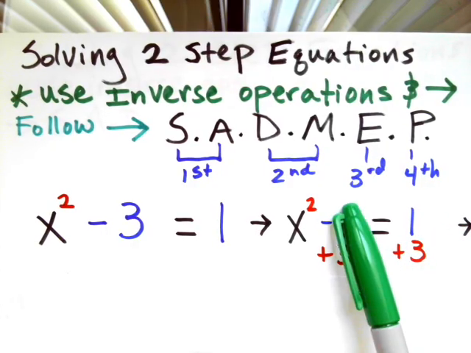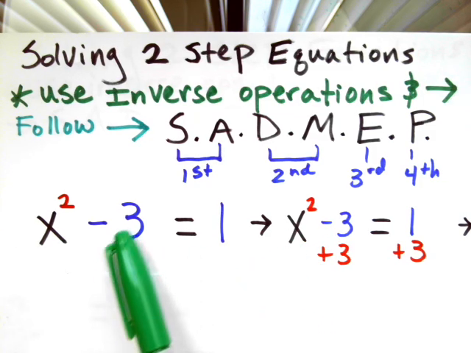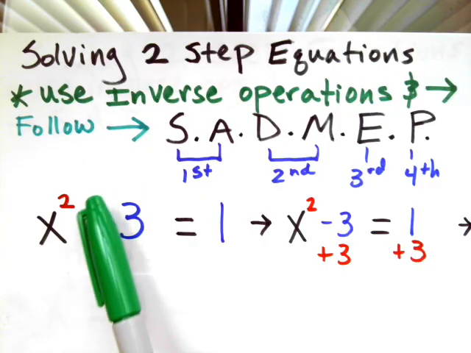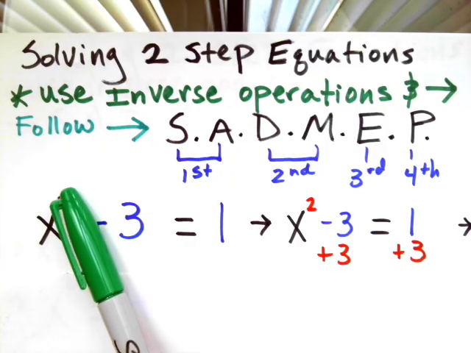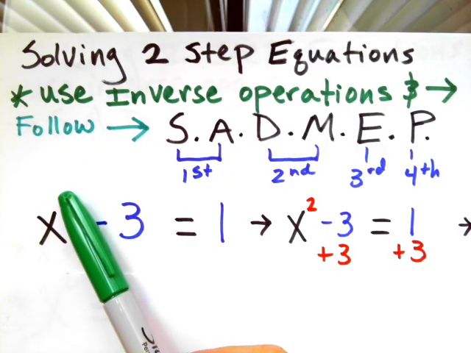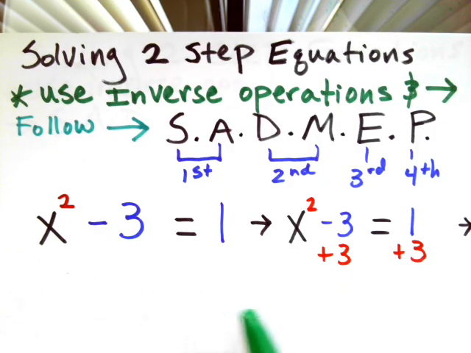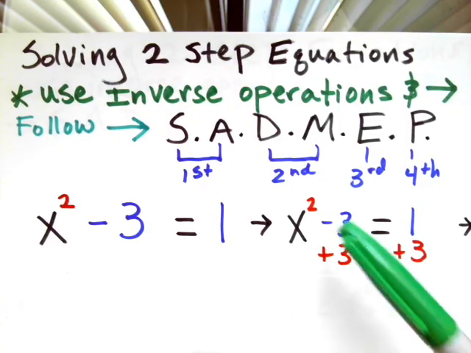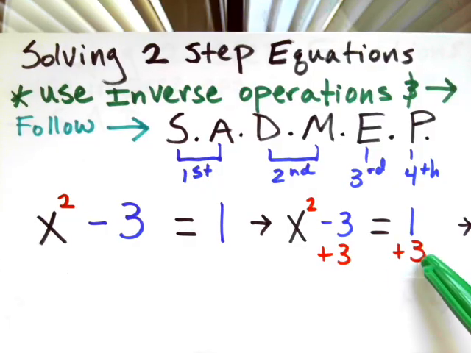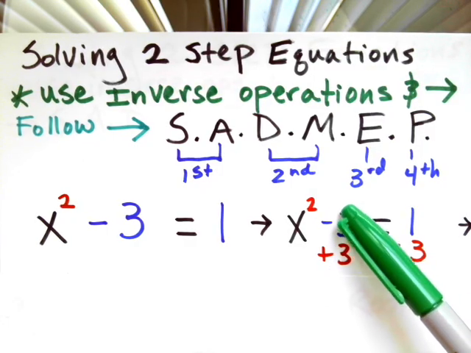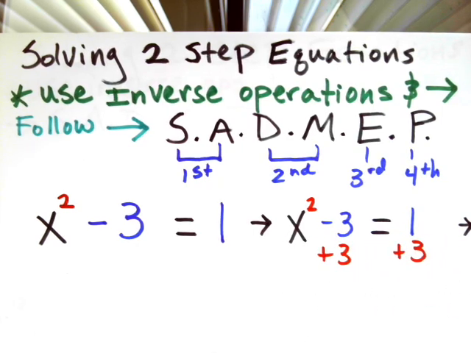And again, I'm doing this because I want to get this x all by itself. There's two terms I need to eliminate. I need to eliminate the negative 3 by doing the inverse of a positive 3, and then I've got to get rid of that exponential value to the power of 2. Those are the two operations I'm going to work on. Inverse operations: the opposite of subtracting 3 is adding 3 to both sides of the equal sign. 3 minus 3 is 0. I'm left with x squared equals 1 plus 3, which is 4.